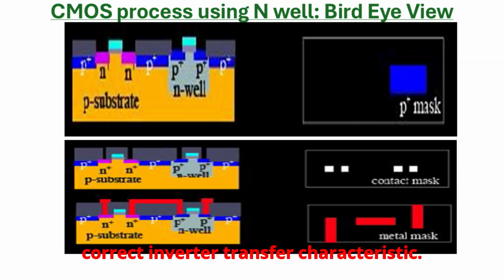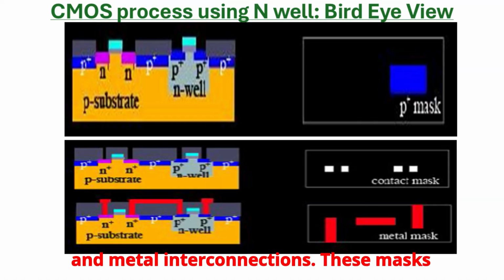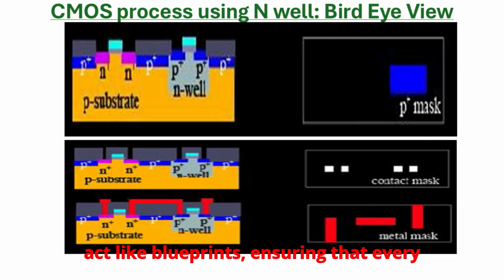On the right-hand side of the picture, you can also see the masks used during fabrication. Each mask corresponds to a specific process step for defining wells, active areas, gate patterns, source-drain implantations, and metal interconnections. These masks act like blueprints, ensuring that every feature is precisely aligned and etched or doped in the correct location.